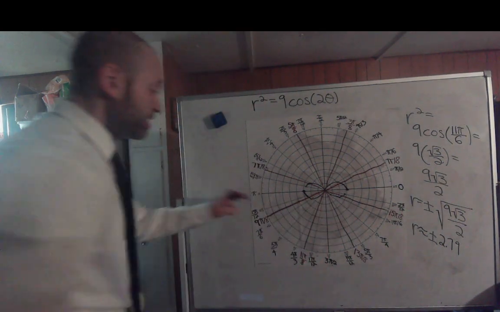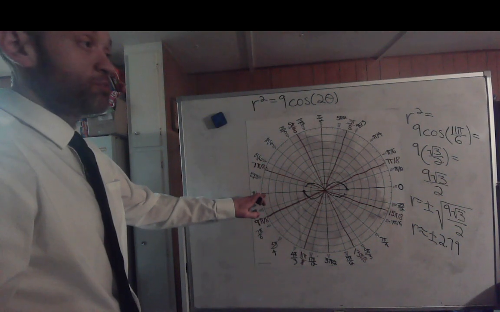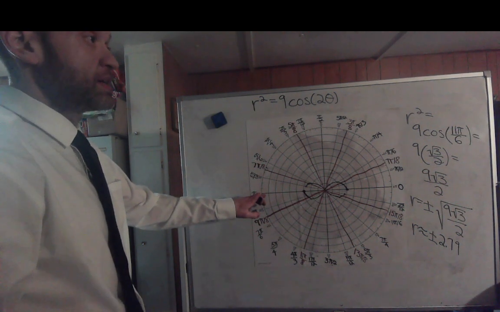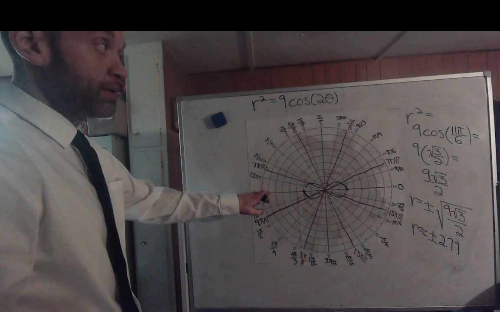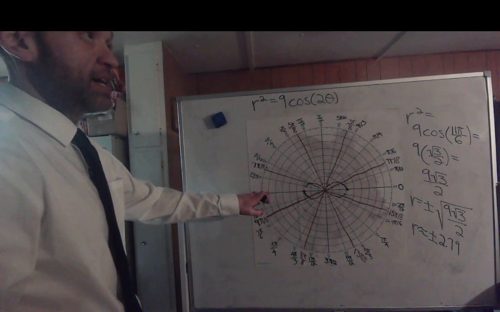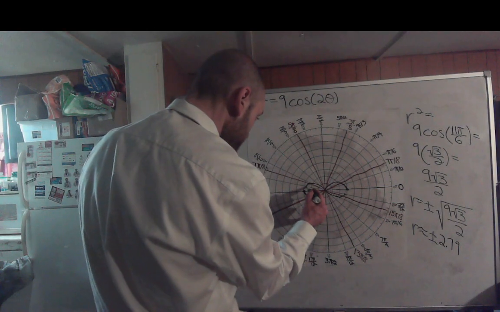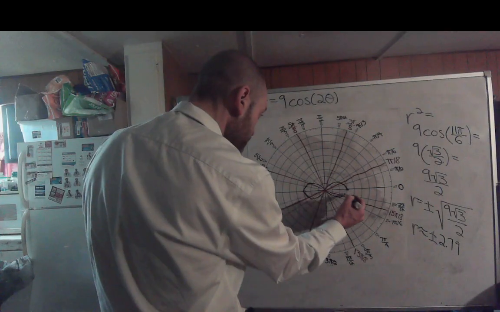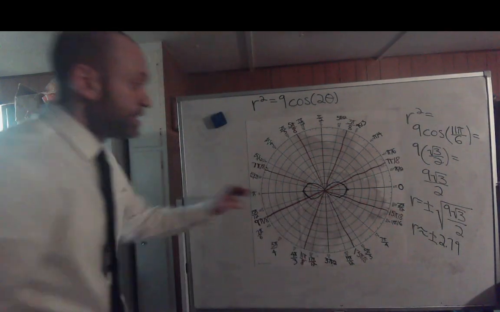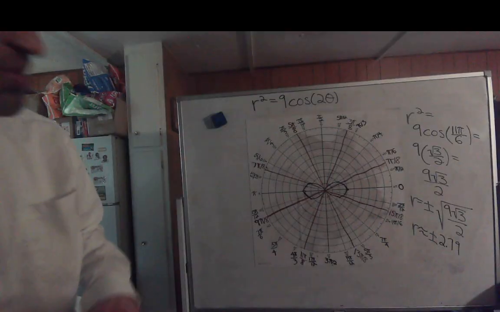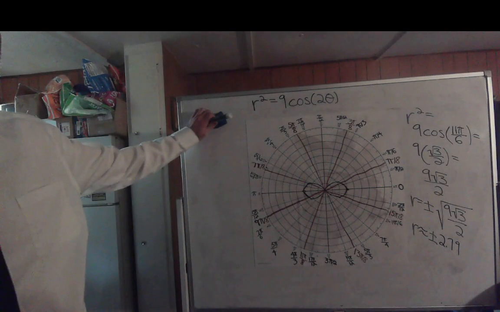And then if you put in pi, well, the cosine of 2 pi is going to be 1. 9 times that is 9. You get plus and minus the square root of 9. You get both plus and minus 3. So actually, we are back to where we started from. And there you go. It looks like we just graphed the infinity symbol.